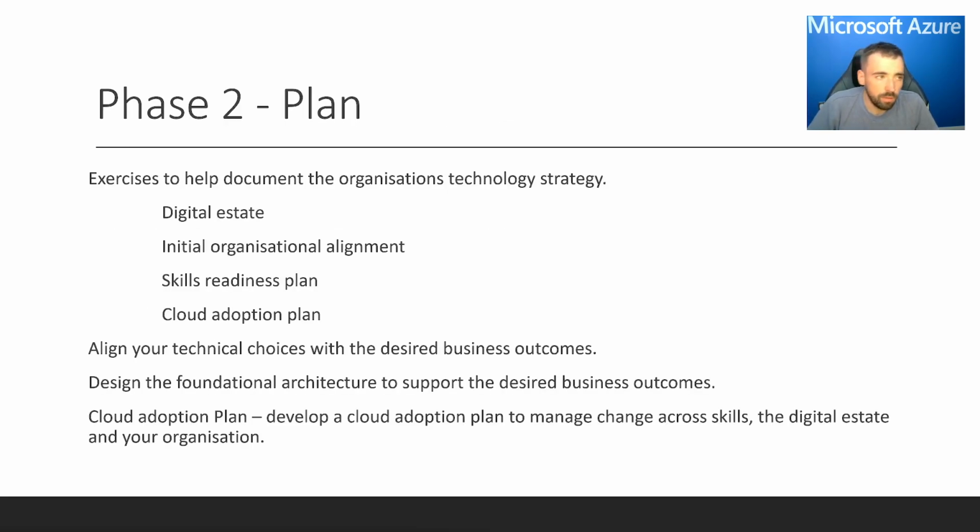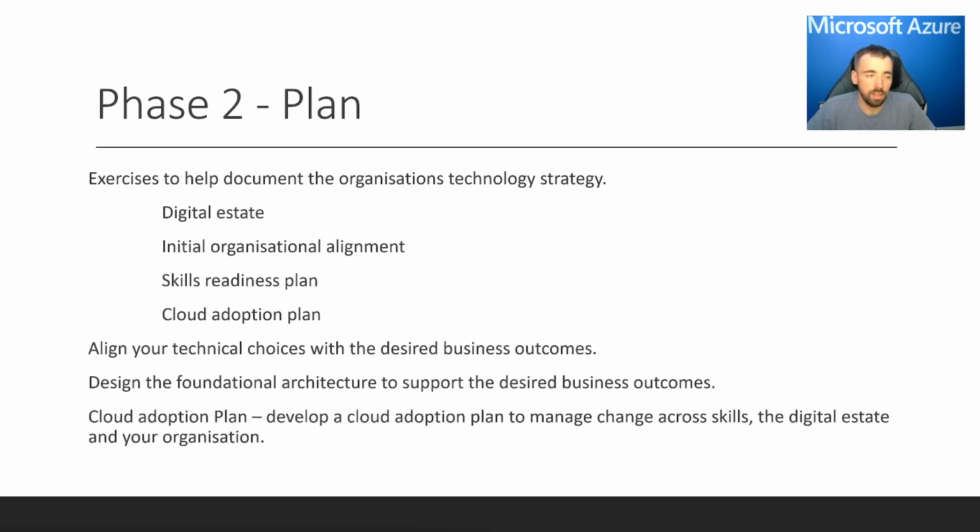So next we've got phase 2. So we've got our initial strategy done. We understand the business outcomes that are expected and the business motivations, and then we're ready to move on to the next phase, which is planning. So we've got digital estate, initial organisational alignment, skills readiness plan, and cloud adoption plan. So I'm going to go more into these areas in the next few slides.